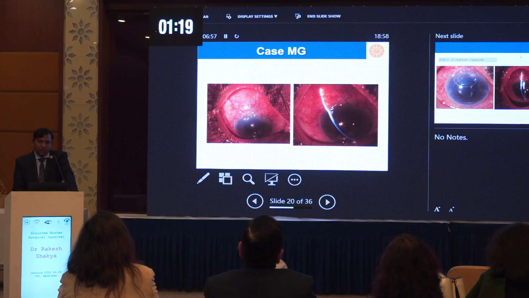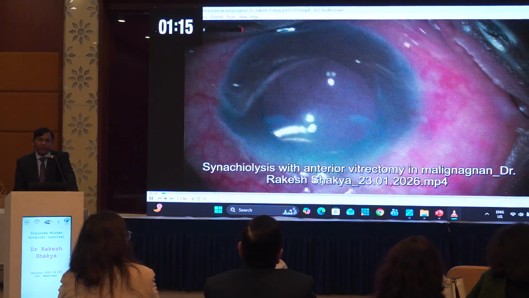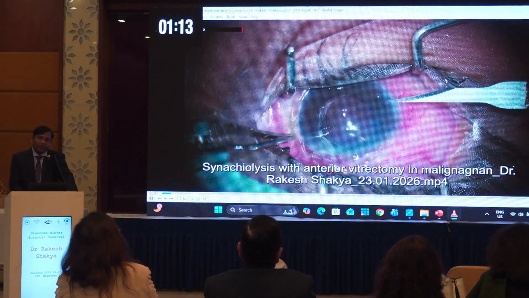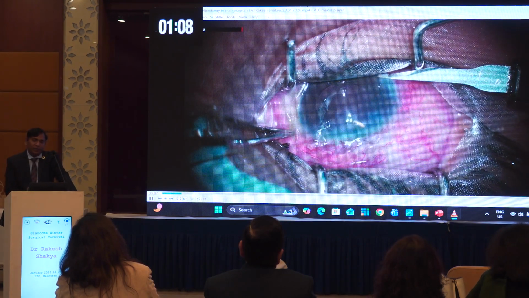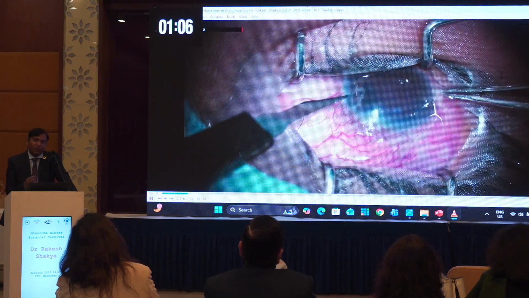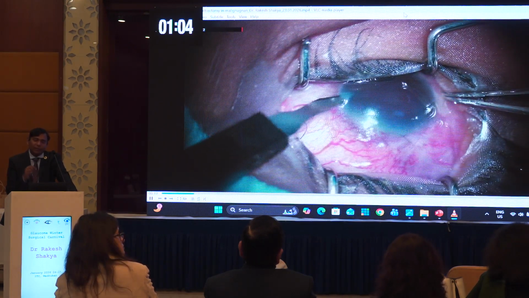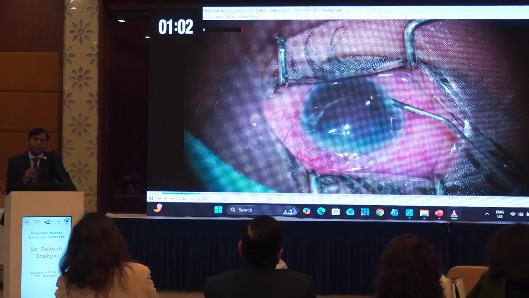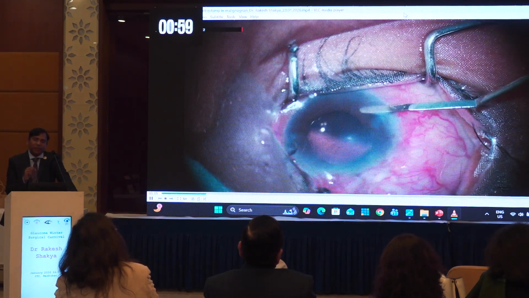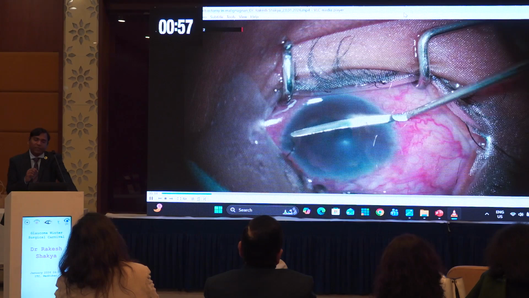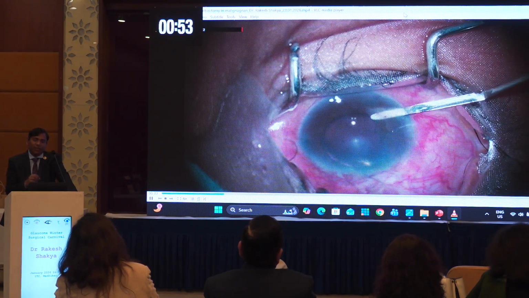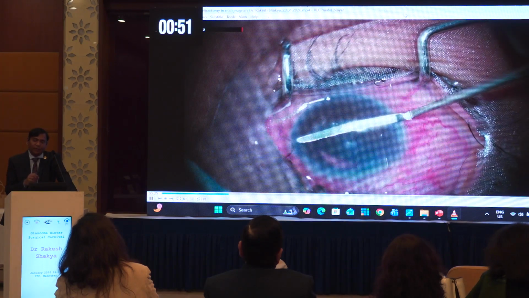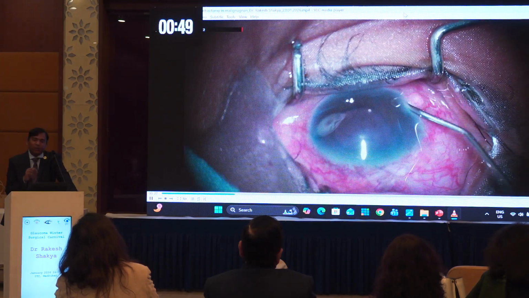So I took the patient for surgery after IOP control. So this is the condition. First we make a side port, but when we made the side port, it just touched the iris, because the anterior chamber is very shallow. So I slightly deepened the chamber to enter the iris repositor, and then I repositioned the iris properly.